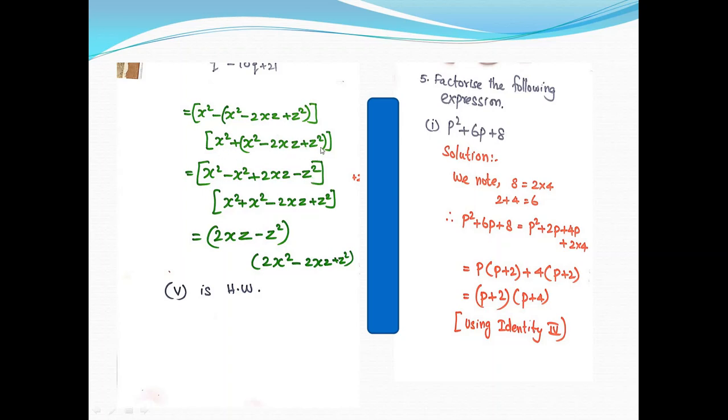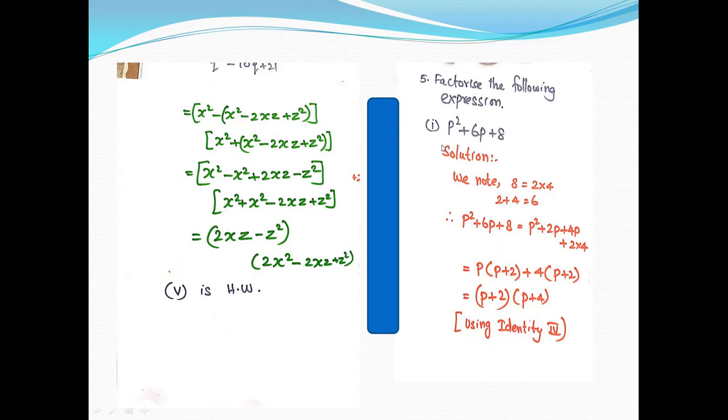The next factor, x square plus x square minus 2xz plus z square. When you simplify this, x square and x square will go off. The remaining will be 2xz minus z square in the first factor. In the second factor, x square plus x square will become 2x square minus 2xz plus z square. This is the required solution for the given expression. Fifth will be your homework. Let us move to the fifth subdivision number.